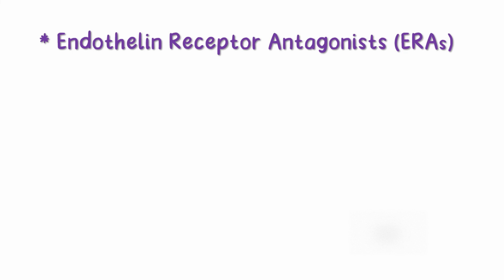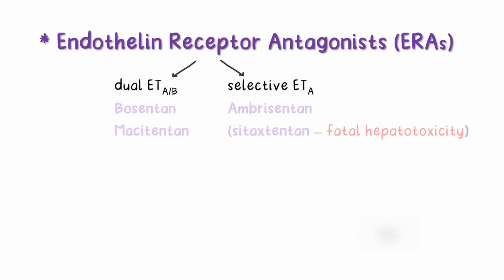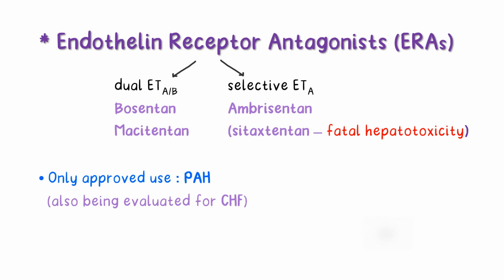Coming to endothelin receptor antagonists, they are available either as dual ETA and ETB receptor antagonists, including bosentan and macitentan, or as selective ETA receptor antagonist, including ambrisentan. Sitaxentan, a selective ETA receptor blocker, has been withdrawn from the market because of fatal hepatotoxicity. The only approved therapeutic use of endothelin receptor antagonists is pulmonary artery hypertension. However, they are also being evaluated for congestive heart failure.